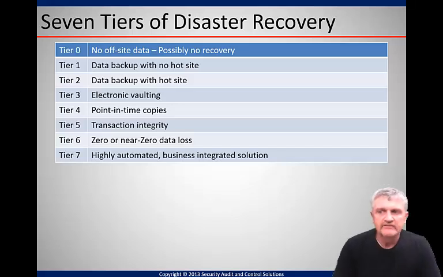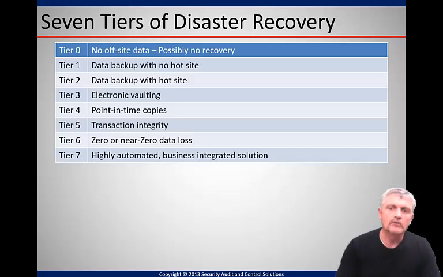Now, the 7 tiers of disaster recovery is defined in some of the documentation. We have 7 tiers, although tier 0, no offsite data or possibly no recovery. Then from tier 1, we're data backup with no hot site. Tier 2, data backup with hot site. We've got tier 3, which is electronic vaulting. Tier 4, point-in-time copies. Tier 5, transaction integrity. Tier 6, zero or near zero data loss. And tier 7, highly automated business integrated solution.